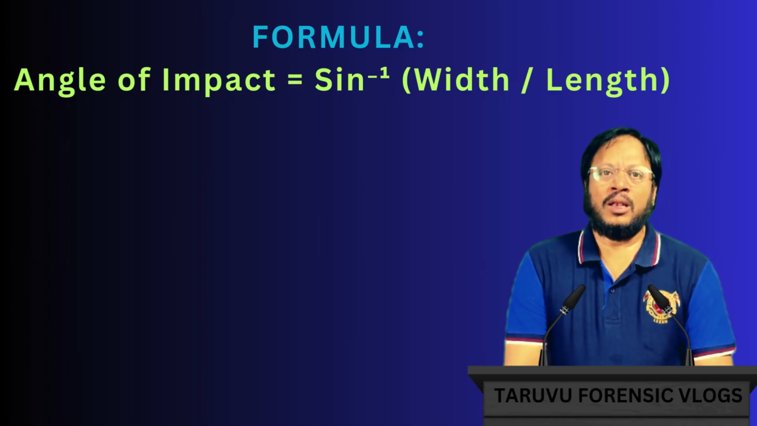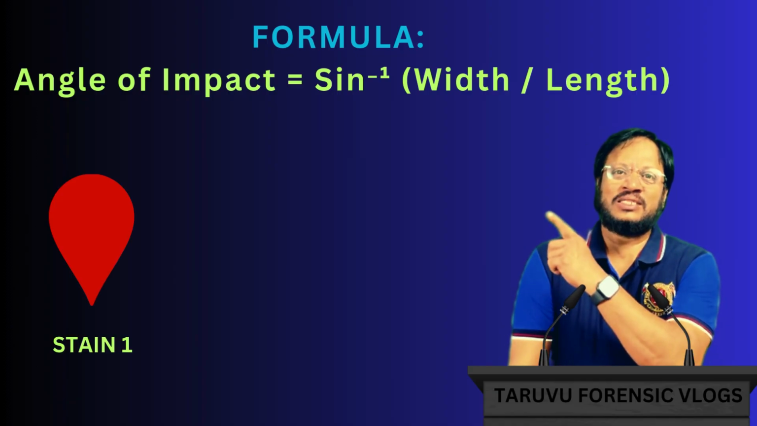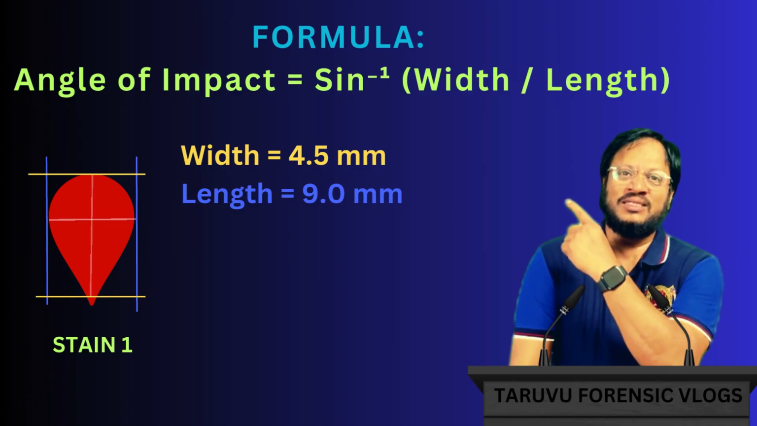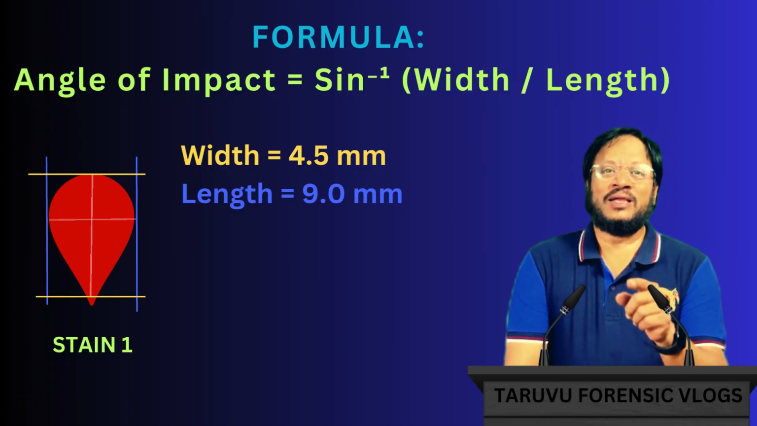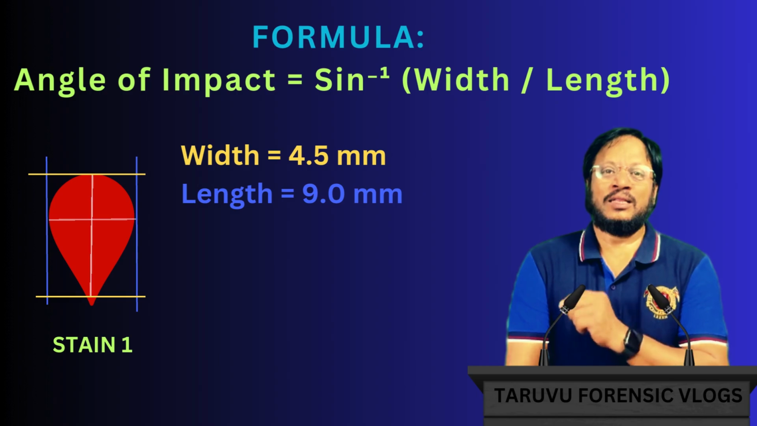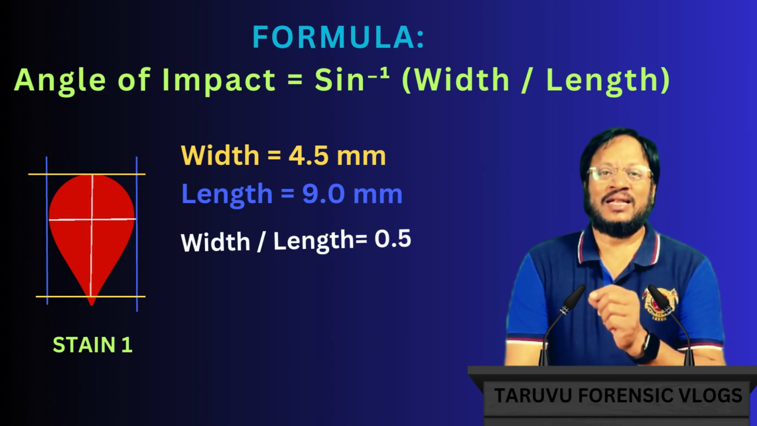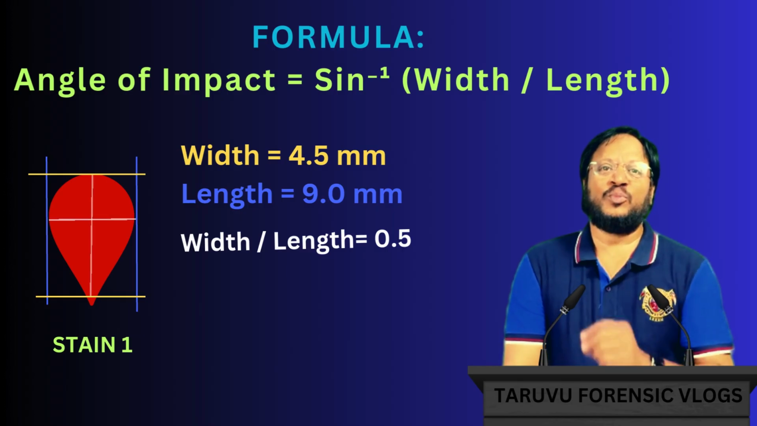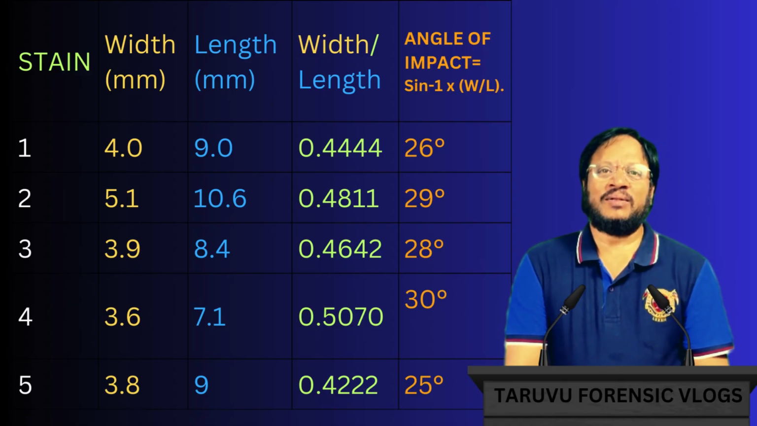For example, let us look at stain 1. Here its width is 4.5 millimeters and length is 9 millimeters. Divide width by length, that is equal to 0.5. Now take the inverse sine, that is sine inverse of 0.5, and you get approximately 30 degrees. Repeat this for each stain.